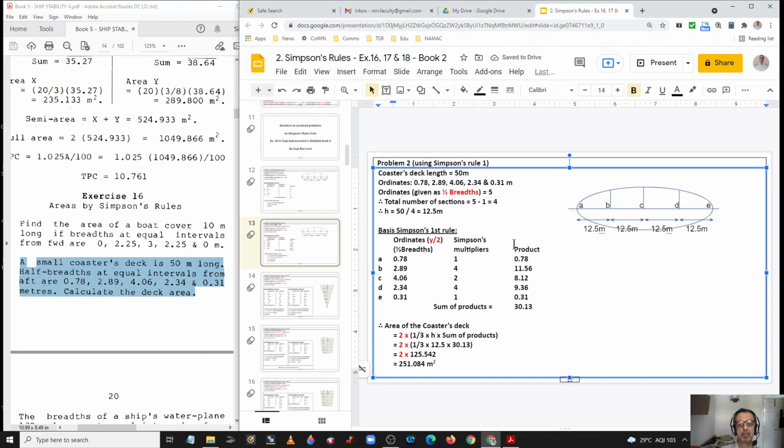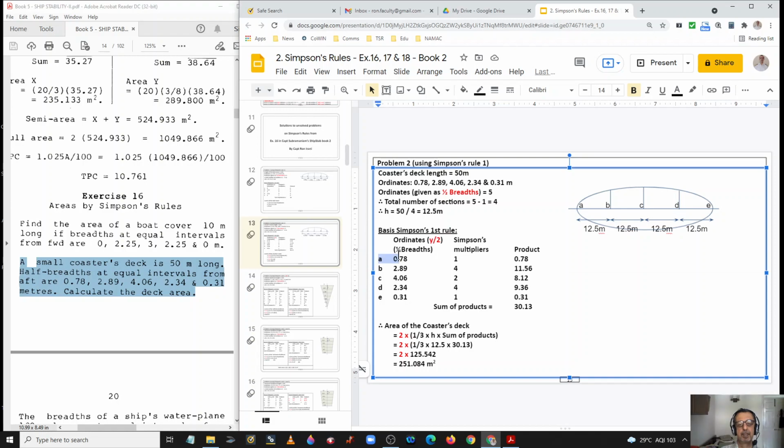We make 4 columns. The first column, we have the ordinates A, B, C, D, E. Second column is for the half ordinates, as given in the problem. The third column is for the multipliers, the Simpson's multipliers that we will be using, 1, 4, 2, 4, 1. And the fourth column is the product of the semi-ordinates and the Simpson's multipliers.